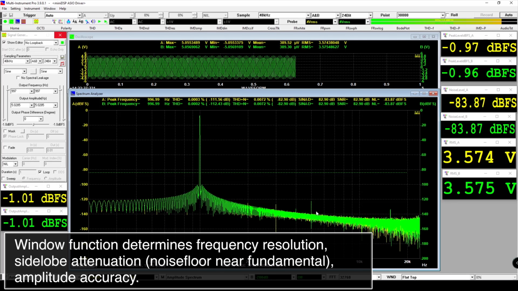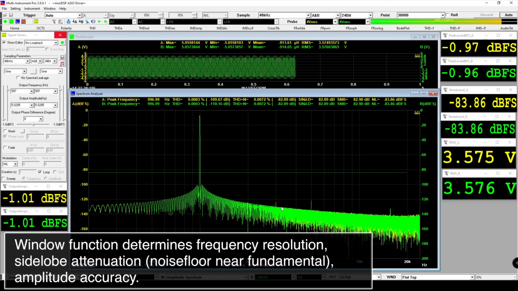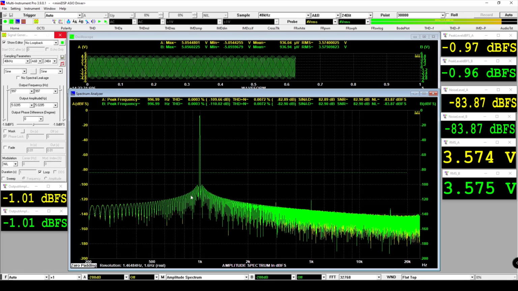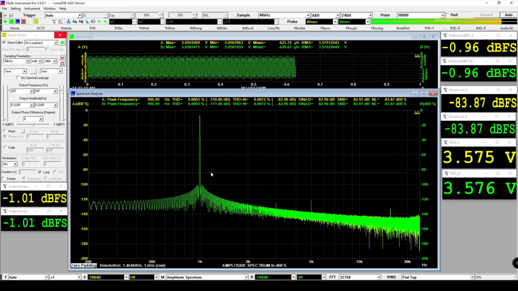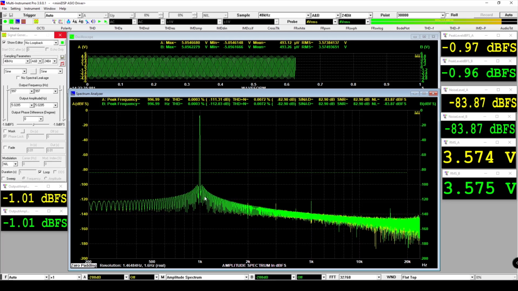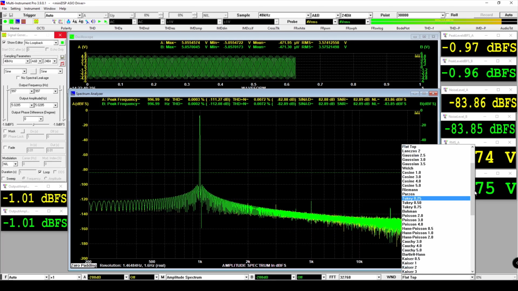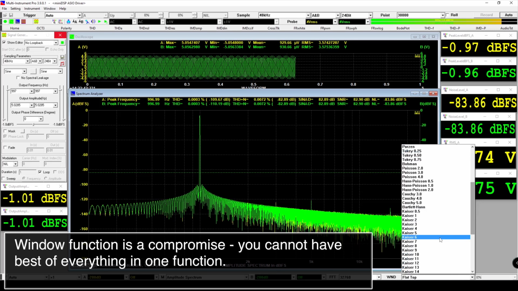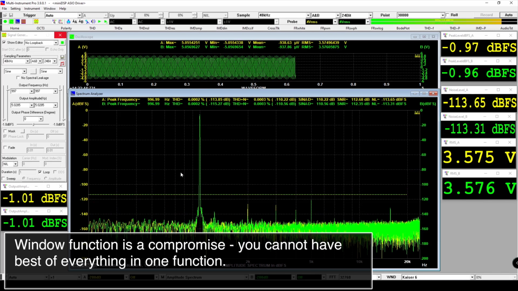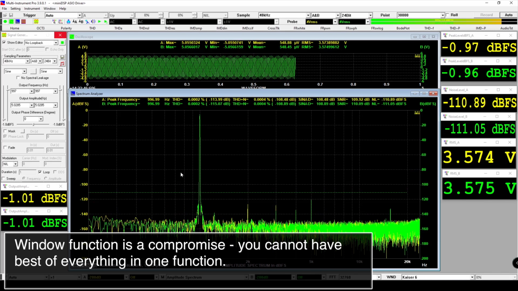Do you want as good separation as possible between adjacent signals here? How much you want to push down these side lobes? And obviously you cannot have everything in one go. So you need to find a compromise that provides a good result.